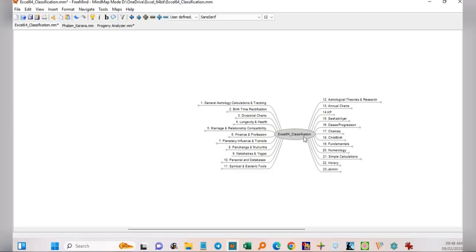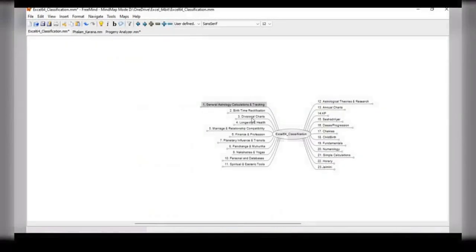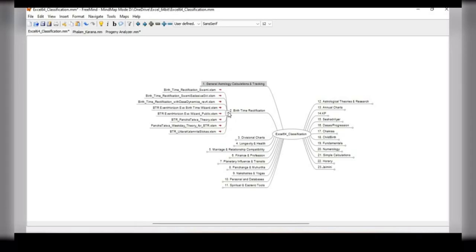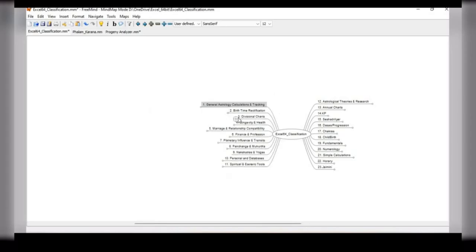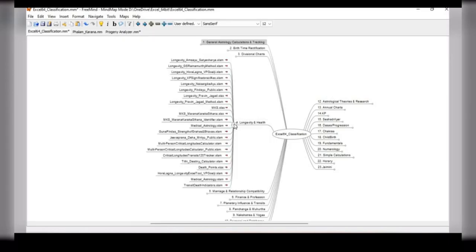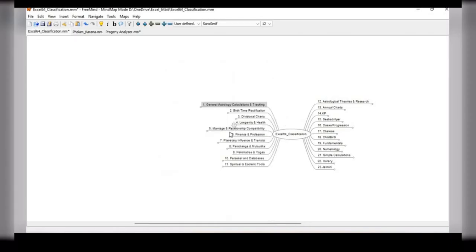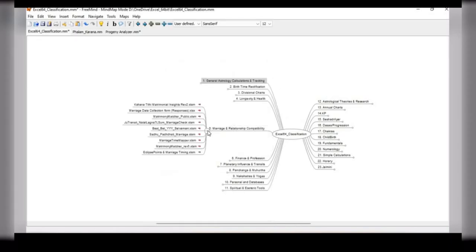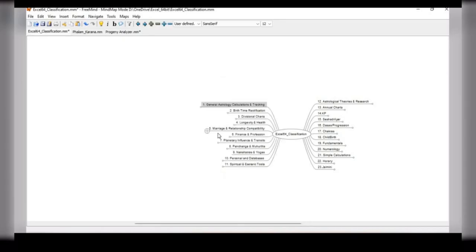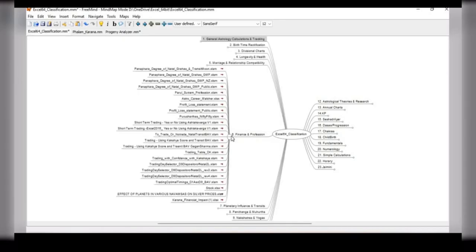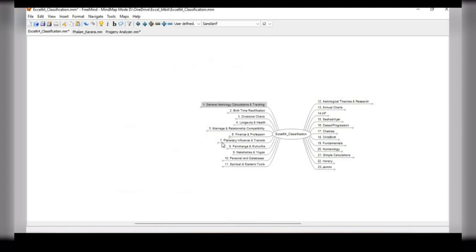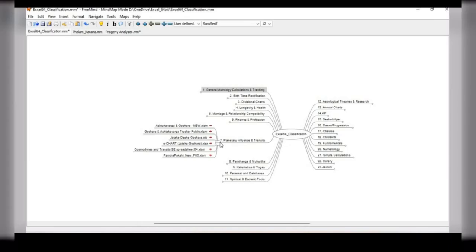So before, based on the programs that we had, we have birth time rectification. We had a lot of files there. Divisional charts we did for various divisional charts. We had longevity calculations. We did a few on longevity. Marriage and relationships compatibility also we did a few. There were some on finance and profit, profession and all that, based on Ashtakavarga, stocks and all that we have done. Planetary influence and transits like Ashtakavarga and Gochara, these things we have a few.